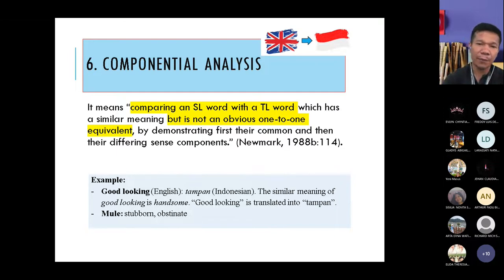the equivalent meaning of good looking in Bahasa Indonesia, we have the word, yeah, that has the same specific term, yeah, we call it tampan, yeah. The similar meaning of good looking is handsome, yeah, in English. That's why we transfer the phrase good looking into tampan, yeah. Okay, mule, yeah, the similar meaning of mule is stubborn or obstinate, yeah. Okay, we transfer into Bahasa Indonesia, we call it keras kepala, yeah.